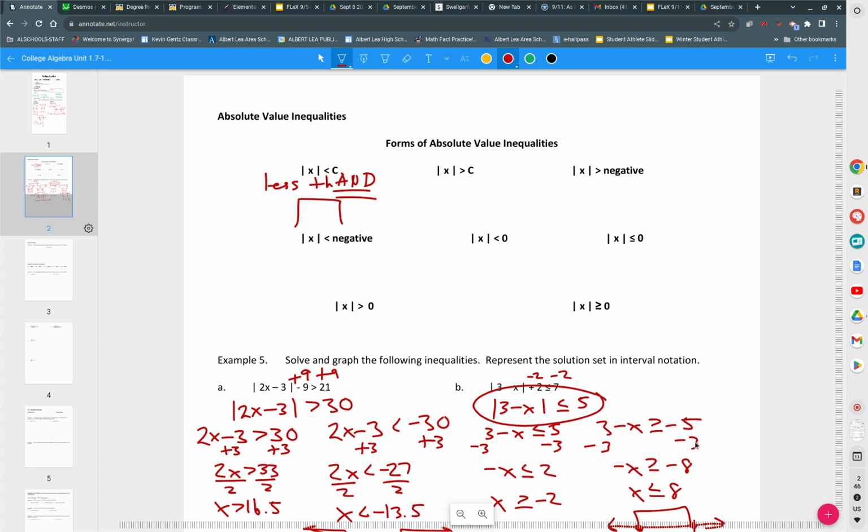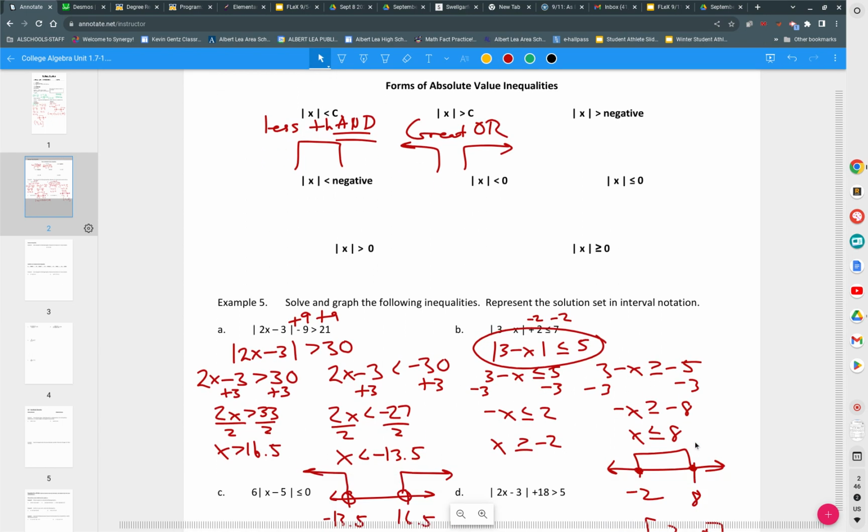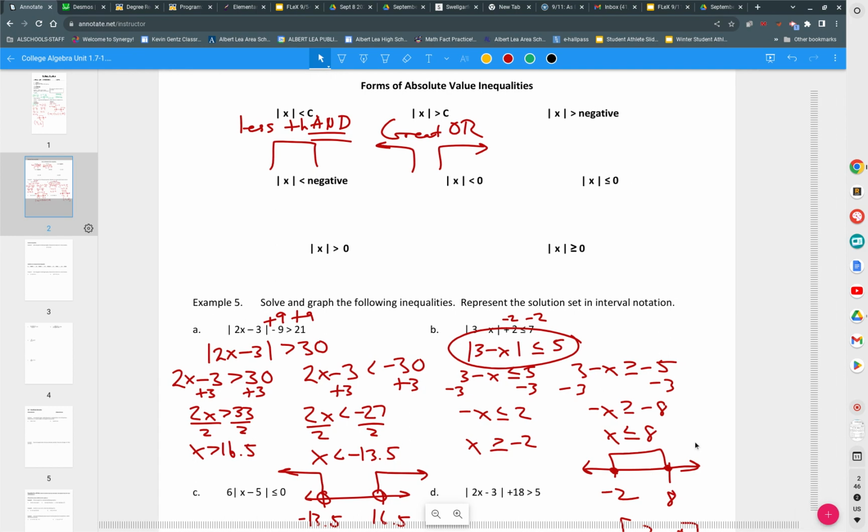So when you've got an absolute value, you can look at that. If it's a less than symbol, you know that they're going to come together. Whereas if you see this symbol, you would say "great or." Instead of greater than, I think "great or." And that means a disjunction. They're going to go apart. And if you look at the example we covered right here, notice that you have a greater than sign.